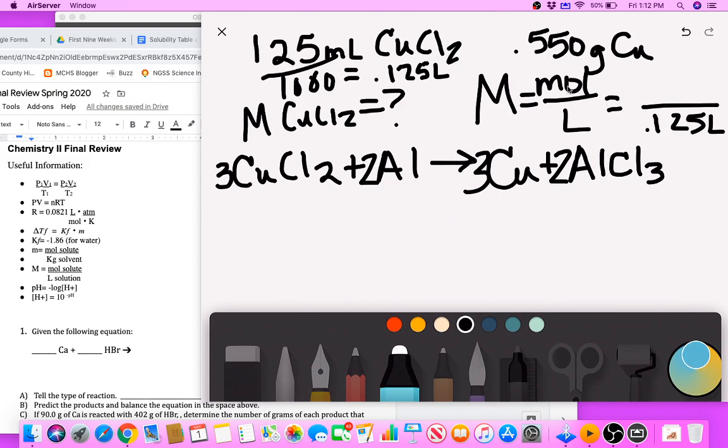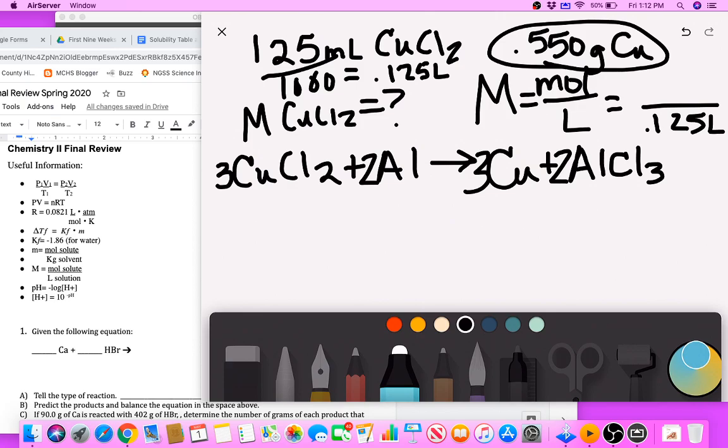But now I need moles of copper 2 chloride. Well, could I use this balanced equation to get moles of copper 2 chloride? And notice they gave me 0.550 grams of copper. So could I take 0.550 grams of copper and convert that to moles of copper 2 chloride? You bet I can, because we've already done that once today. We did a mass mole problem. Well, this is another mass mole problem.